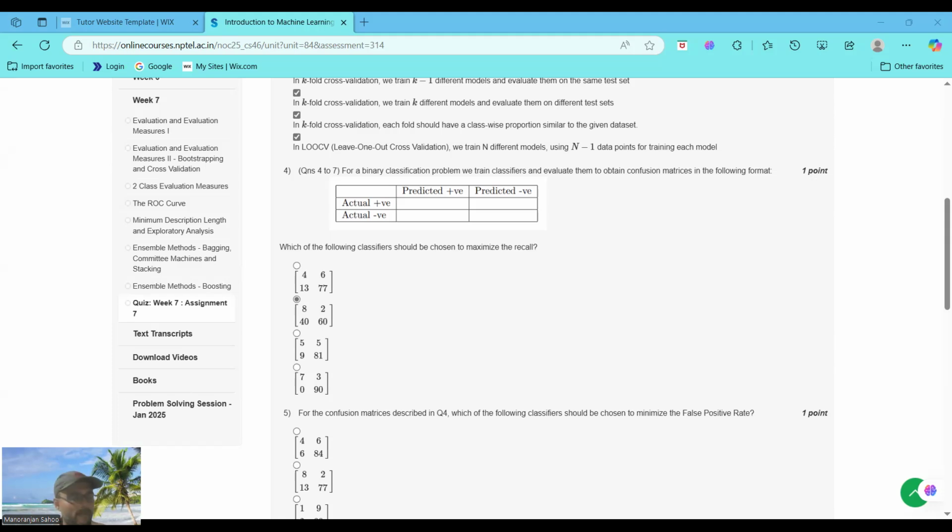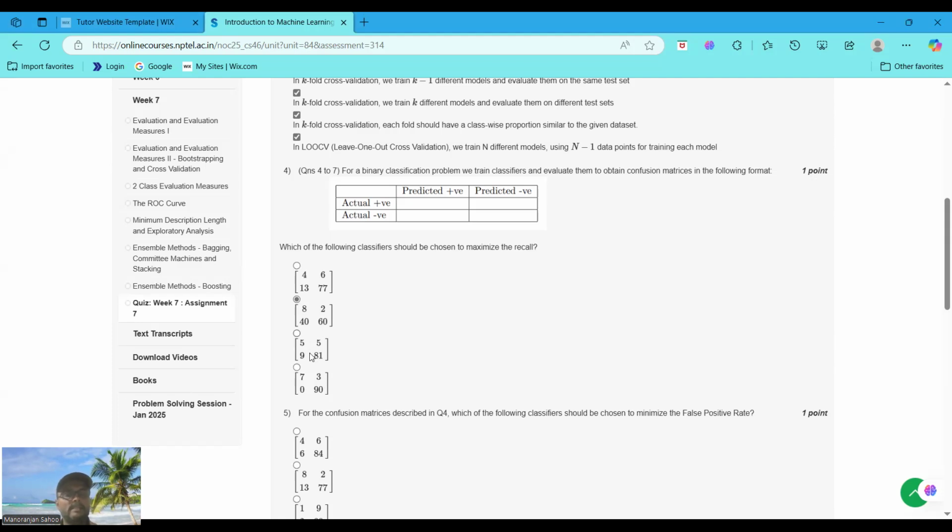That equals 0.4, which is not the answer. In the second matrix, true positive is 8, false negative is 2. So recall is 8 by 8 plus 2, that is 8 by 10, equal to 0.8, which is true. That's why we choose the second option. Okay, 0.8. What about the other three cases?